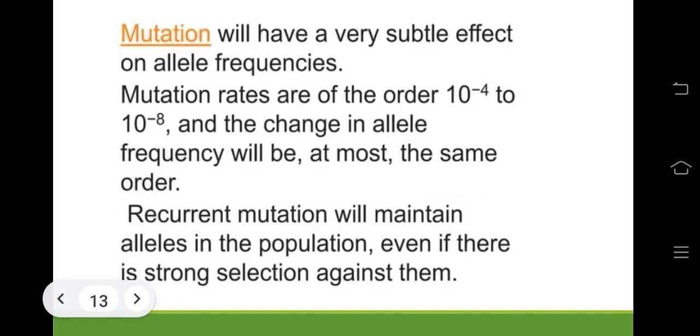Then mutation will have a very subtle effect on allele frequencies. Mutation rates are of the order 10 raised to minus 4 to 10 raised to minus 8, and the change in allele frequency will be at most the same order. Recurrent mutation will maintain alleles in the population even if there is strong selection against them.